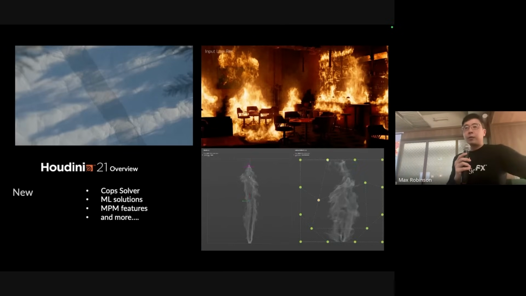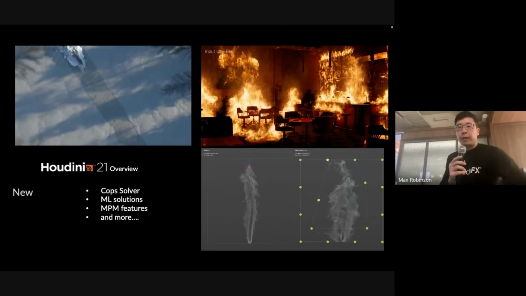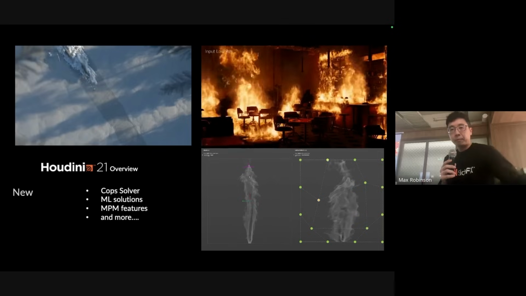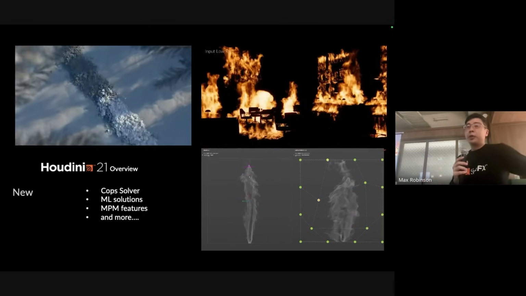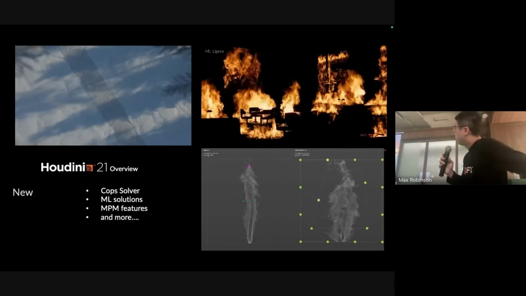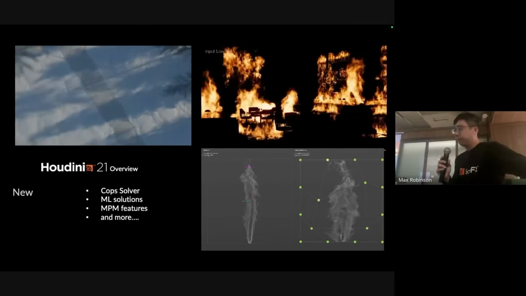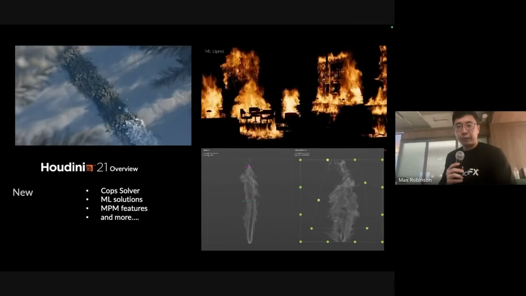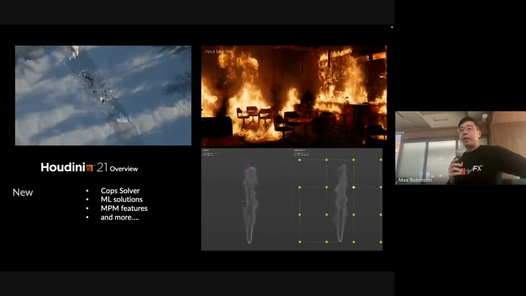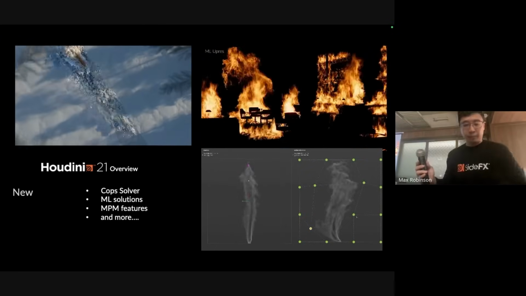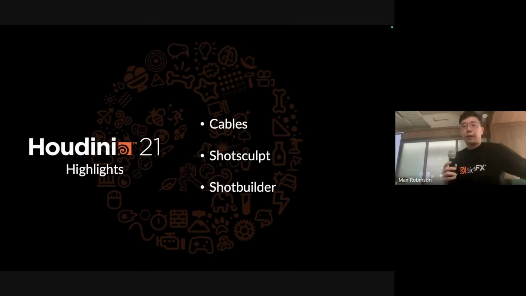For new features, we have added auto sleep and surface tension to MPM. A whole bunch of machine learning solutions. Here, we have this Pyro upres machine learning setup. And lastly, we have added a sparse Pyro solver in COPs, and a lot more. Right, so today I'm going to talk a bit more about these 3 features so you can have a good idea on how to use them.